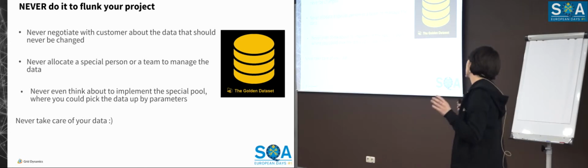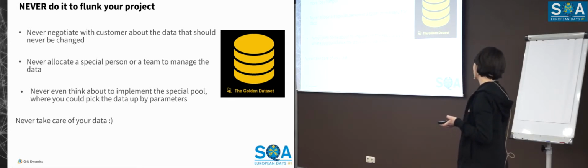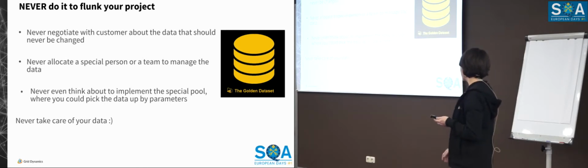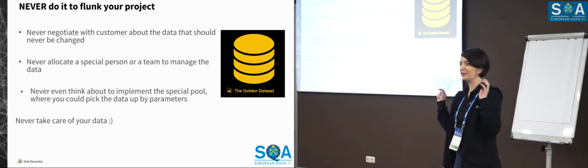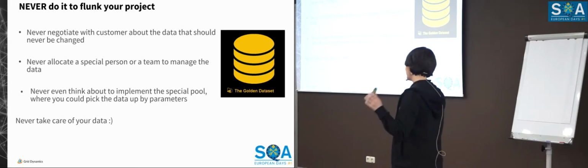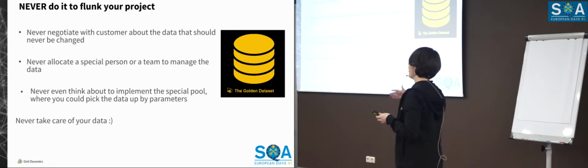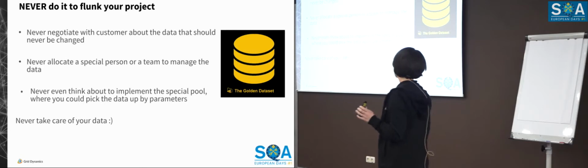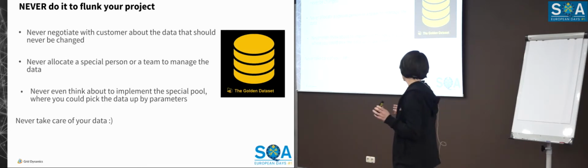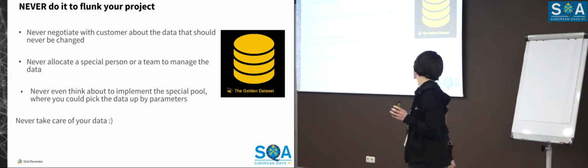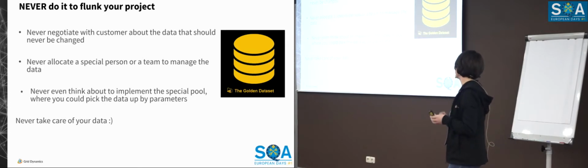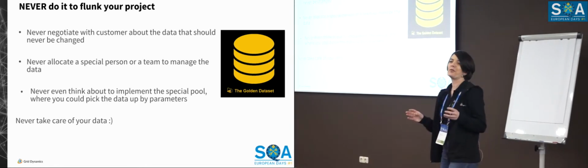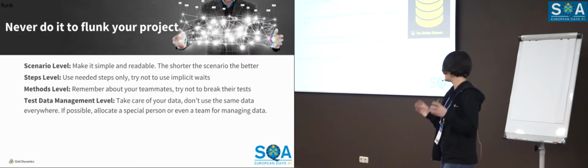What should you do on the contrary? Never do it, to flunk your project. Firstly, never negotiate with the customer about the data that should never be changed. Some golden data, for example. It could not be updated in the database because you are using this data in your test. The other point, never allocate a special person or even a team to manage the data, this data that could never be changed. And the third one, never even think about implementing a special pool where you could pick the data up by parameters. And the whole advice here: never take care of your data. If you do it, you will flunk the project definitely.